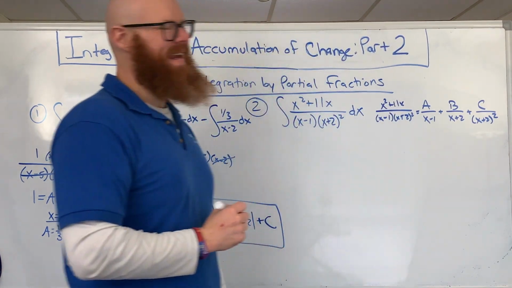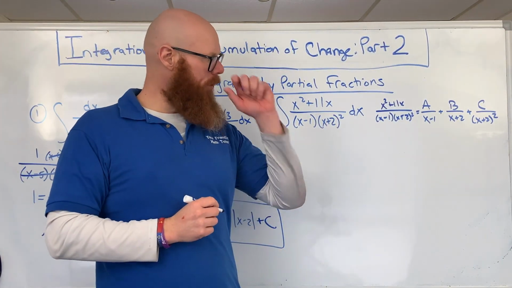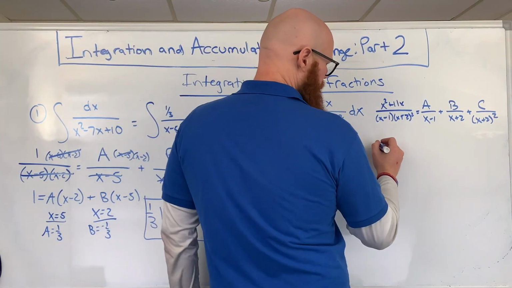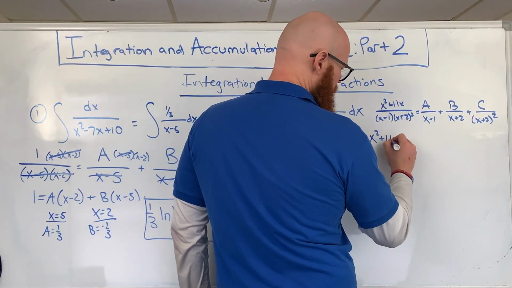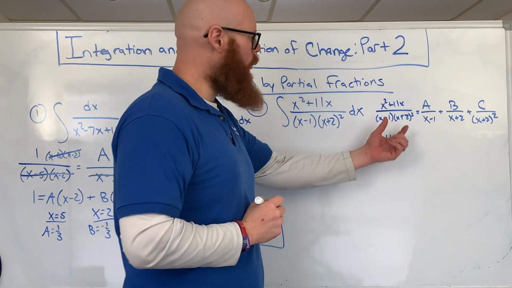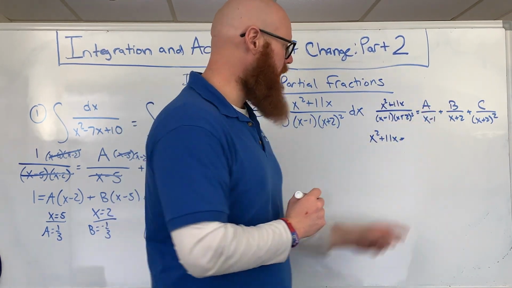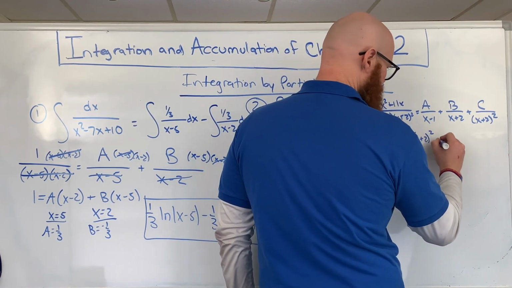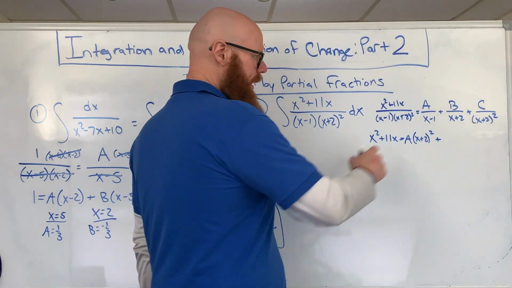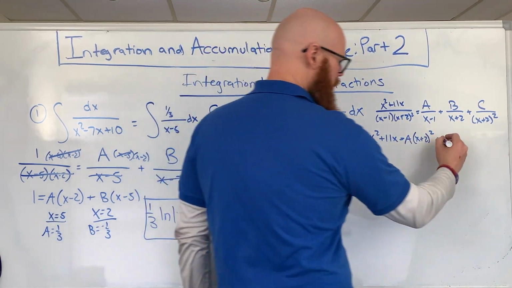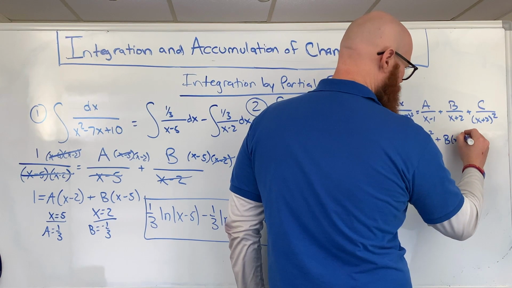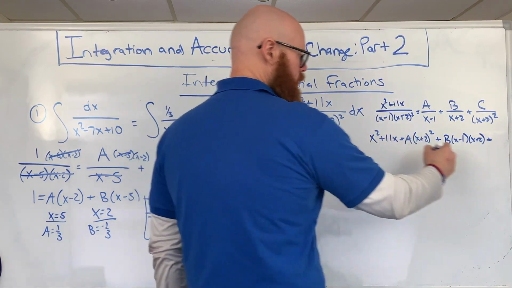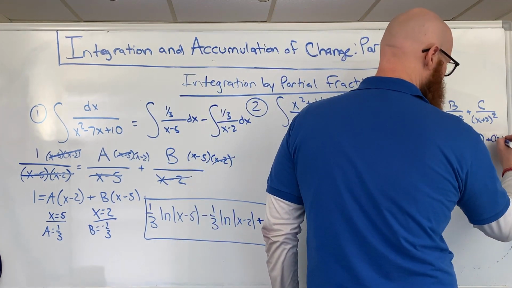So that's called a repeated linear factor. It's going to make the integral a little more challenging and just a little bit more work to find a, b, and c. So then what's going to happen is I'm going to end up with x squared plus 11x equals. Well, if I multiply everything by this common denominator, the x minus 1s will cancel, and I'll be left with a times x plus 2 squared. Here, the x plus 2 will cancel, and I'll be left with b times x minus 1, x plus 2. And then here, the x plus 2 squareds will cancel, so I'll be left with c times x minus 1.